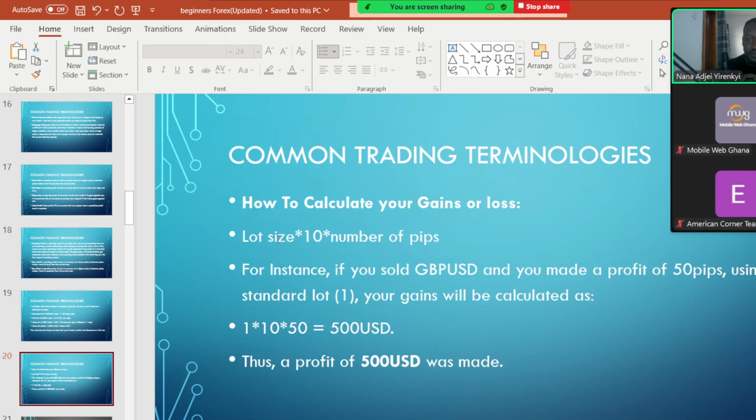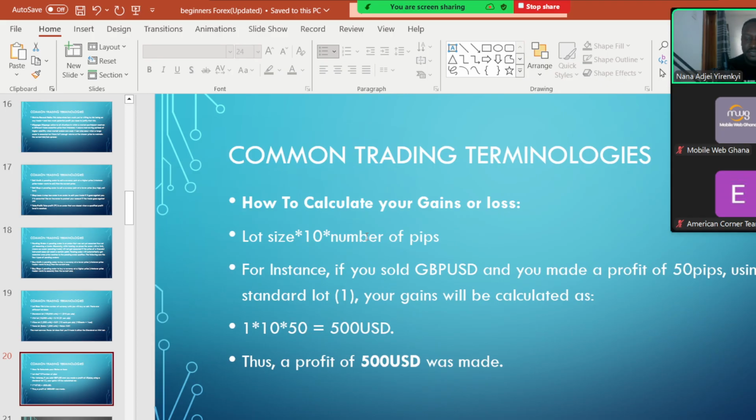So you are going to multiply your desired lot size, based on your account size, by 10, and then you multiply by the number of pips, either in profit or in loss. I mentioned the last time that pips means percentage in points. It's just the unit of measurement for calculating the changes or variations of the exchange rate of any currency pair. In calculating this, mostly the number of pips will be derived from the analysis that you are going to do.